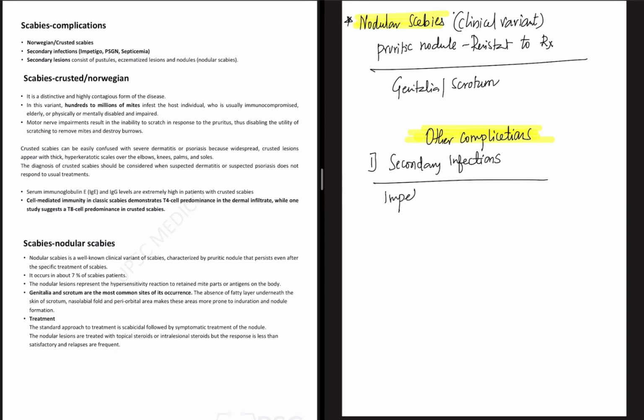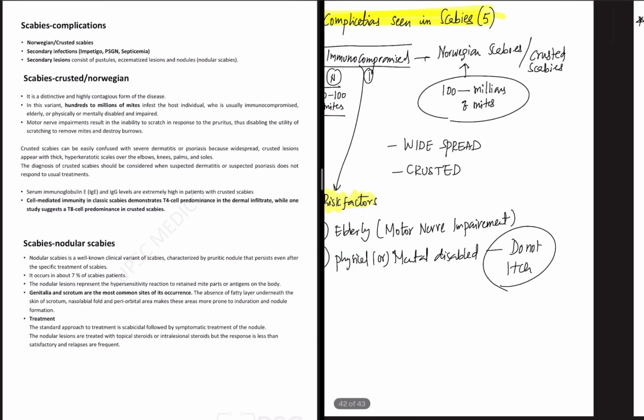If it is bacteria, we call it impetigo. Similarly, it can turn into post-streptococcal glomerulonephritis, or it can also turn into septicemia. This is one complication. Mainly the secondary infection is the second complication. First, we have already discussed the crusted scabies or nodular scabies.